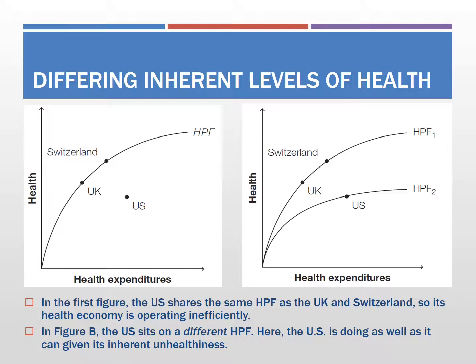However, if there is a different characteristic that drives the US to have a different health production frontier, as shown in figure B, then the US is doing as well as the other two countries, because they are using all the available resources effectively. It's just that we cannot produce health as efficiently as the UK, but we are still effectively using the resources that we have in the country to provide the maximum health that we are capable of achieving.